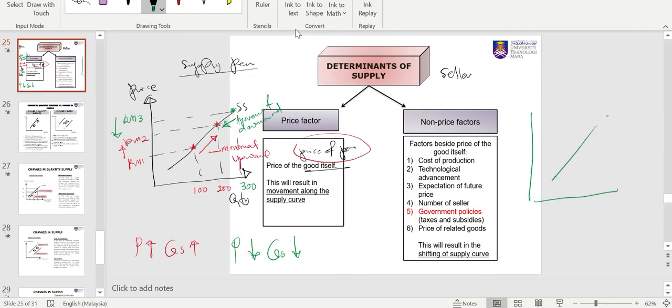So we have a supply curve here. Make sure you label everything when you draw. Price, quantity. So there will be a change in the supply curve, either going here or going here. So the original one will be supply 0, and then the other ones we label supply 1 and supply 2. This is what students always confuse: which one is shifting inward, which one is shifting outward.